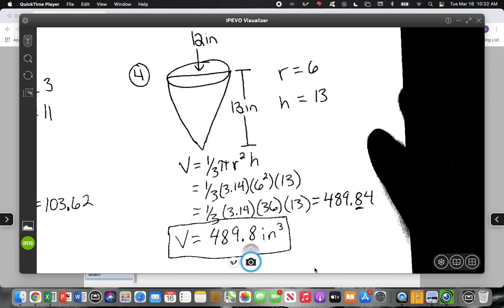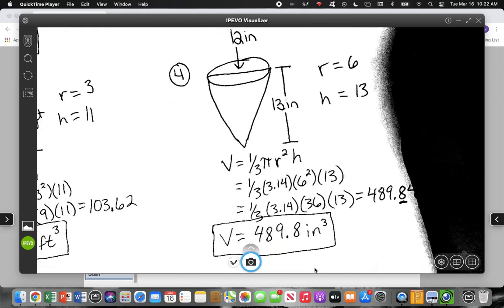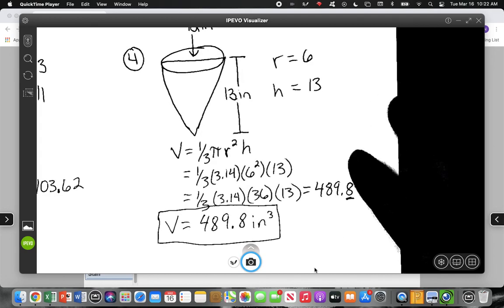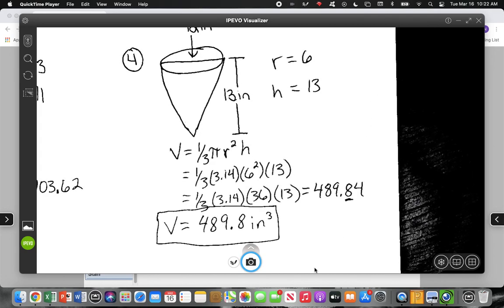Did you guys have any questions about volume of a cone? Any questions? No? Just make sure you pay attention to your measurements.